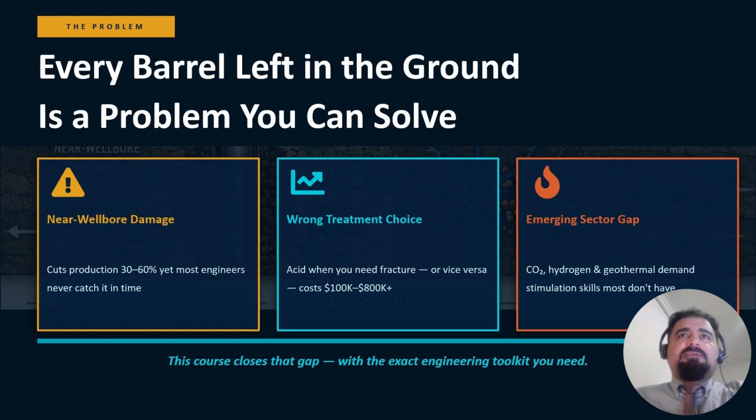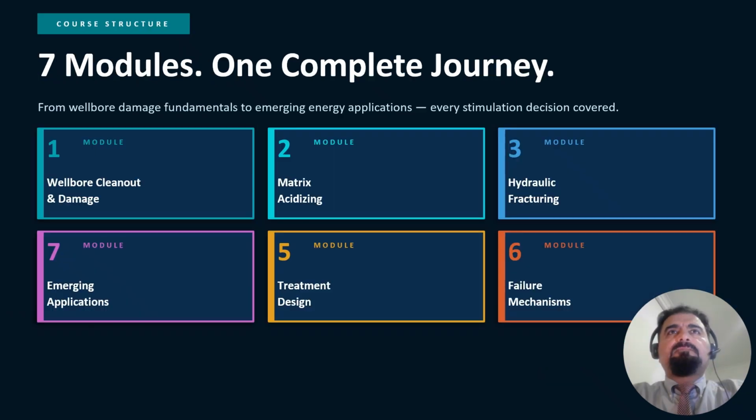Near wellbore damage, wrong treatment choices, and the skills gap in emerging sectors like CO2 storage and geothermal, these are the problems this course was built to solve. 7 modules, 35 lessons, 8 hours of structured engineering content. One complete journey from the fundamentals of wellbore damage and cleanout through matrix acidizing and hydraulic fracturing, treatment selection and design, and all the way to advanced applications in the energy transition.